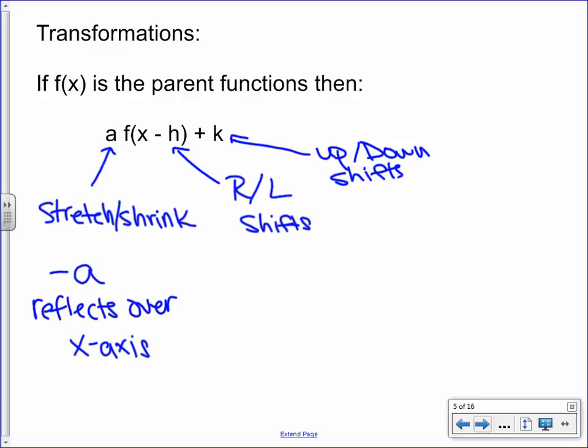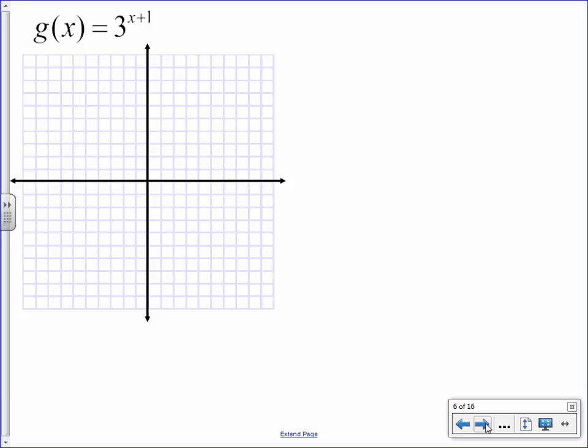Okay? I know you thought that you were done with these in chapter 1, but you will never be done with transformations, ever. Okay? They're going to come up all year. All right? So now, let's talk about graphing with a transformation. Okay? This is the graph.